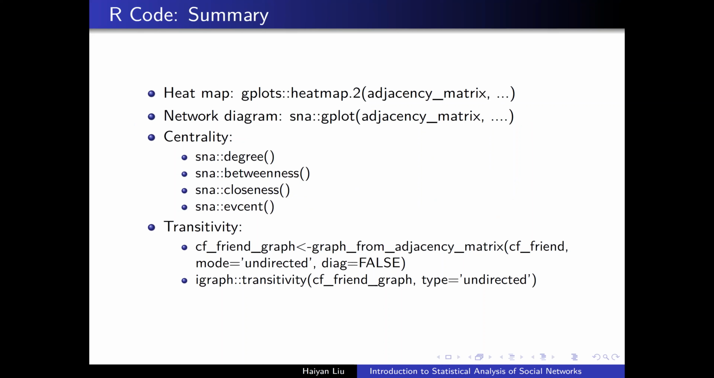This is a quick summary of the code we used in plotting the network, the heat map plot, and the network diagram, and also the code used to extract different types of centrality indices. We could also obtain the transitivity using the R function listed here. We can use the iGraph package and the transitivity function. So this is the summary of section 1.